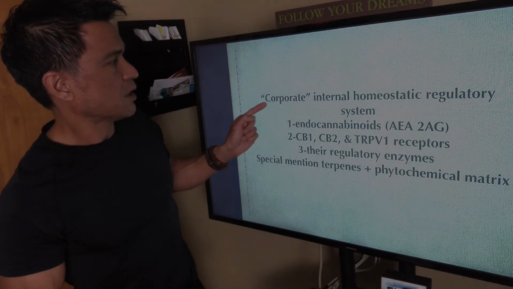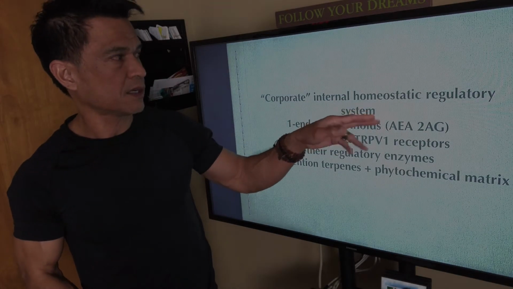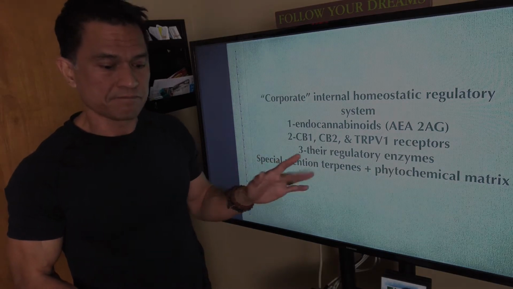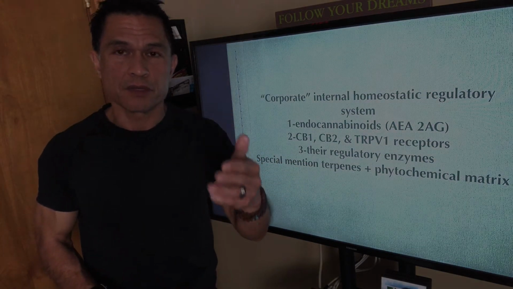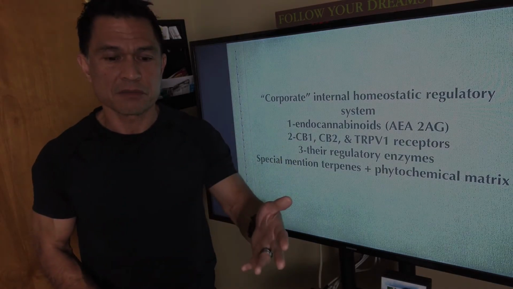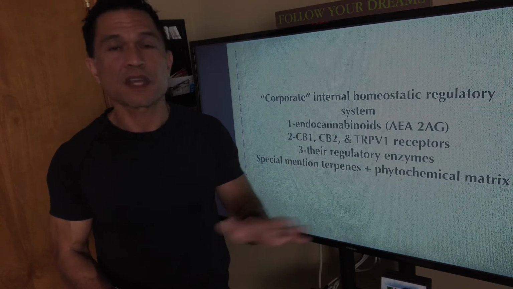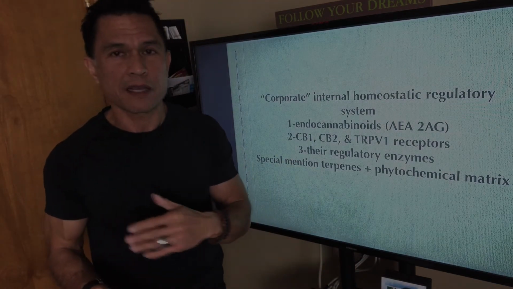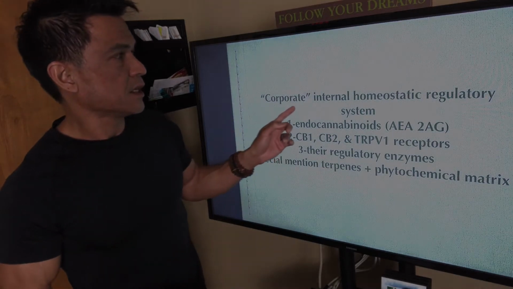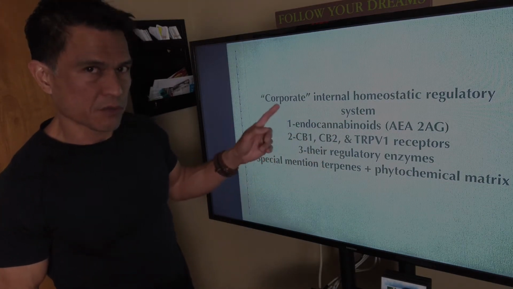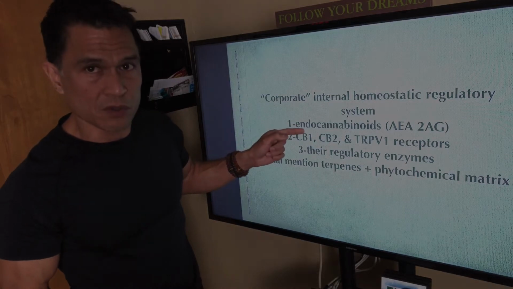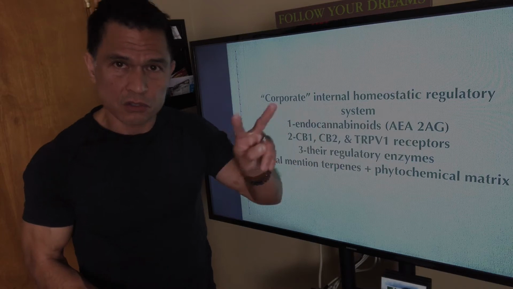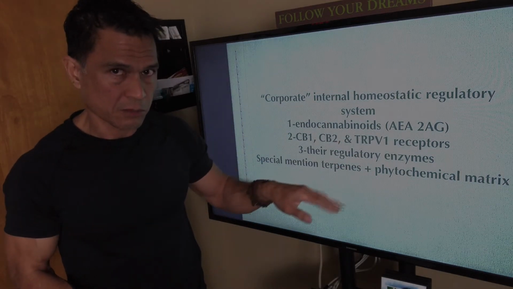So again, I mentioned that corporate is an internal homeostatic regulatory system. It's kind of just in the background, almost like your computer has a watchdog system like Norton that always scans. It comes in, fixes things, and then goes back into the background when you don't notice it. But the endocannabinoid system is made up of a couple things. Number one would be the endocannabinoids. Like I was mentioning, you can actually make your own. AEA and 2-AG are the two things that you can make on your own. And I'll talk about them in a second.